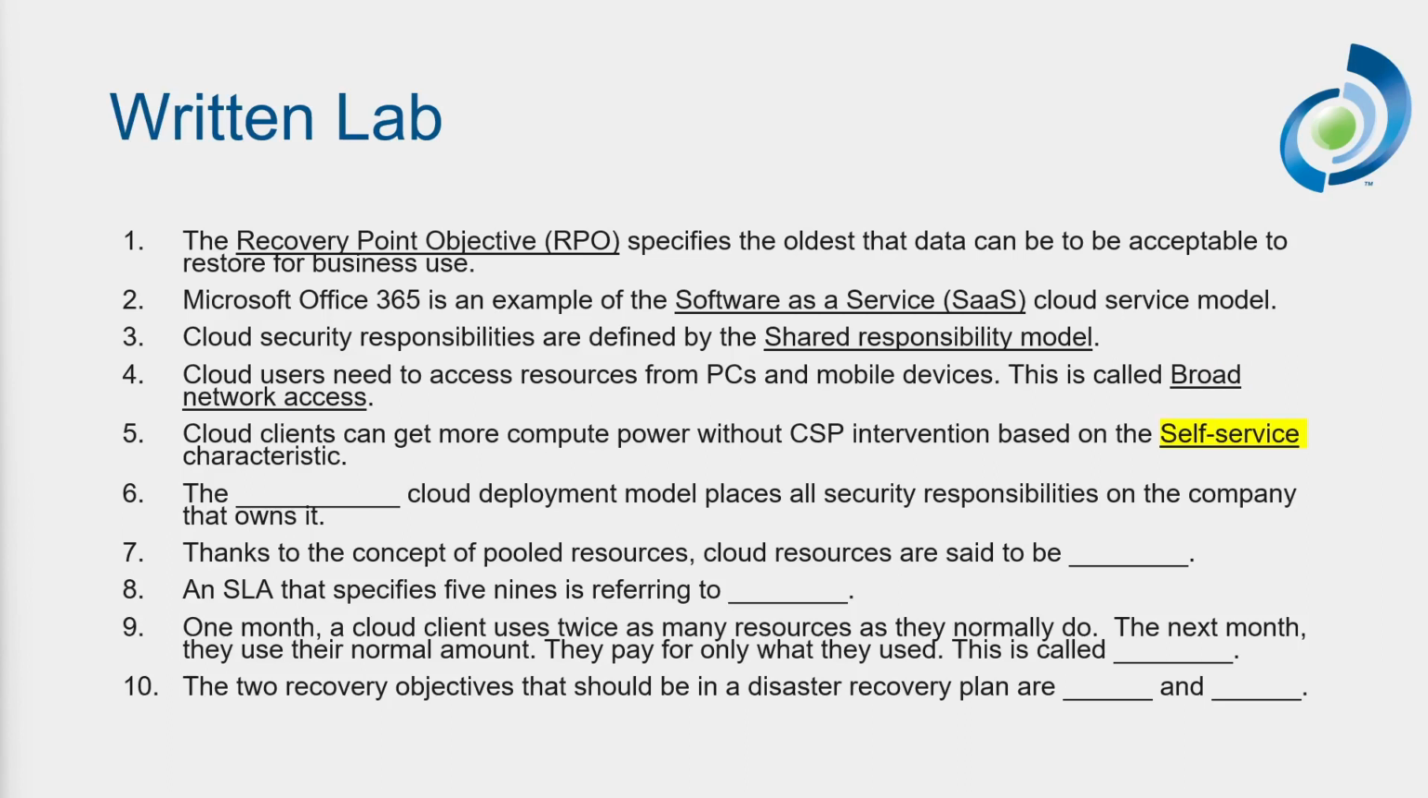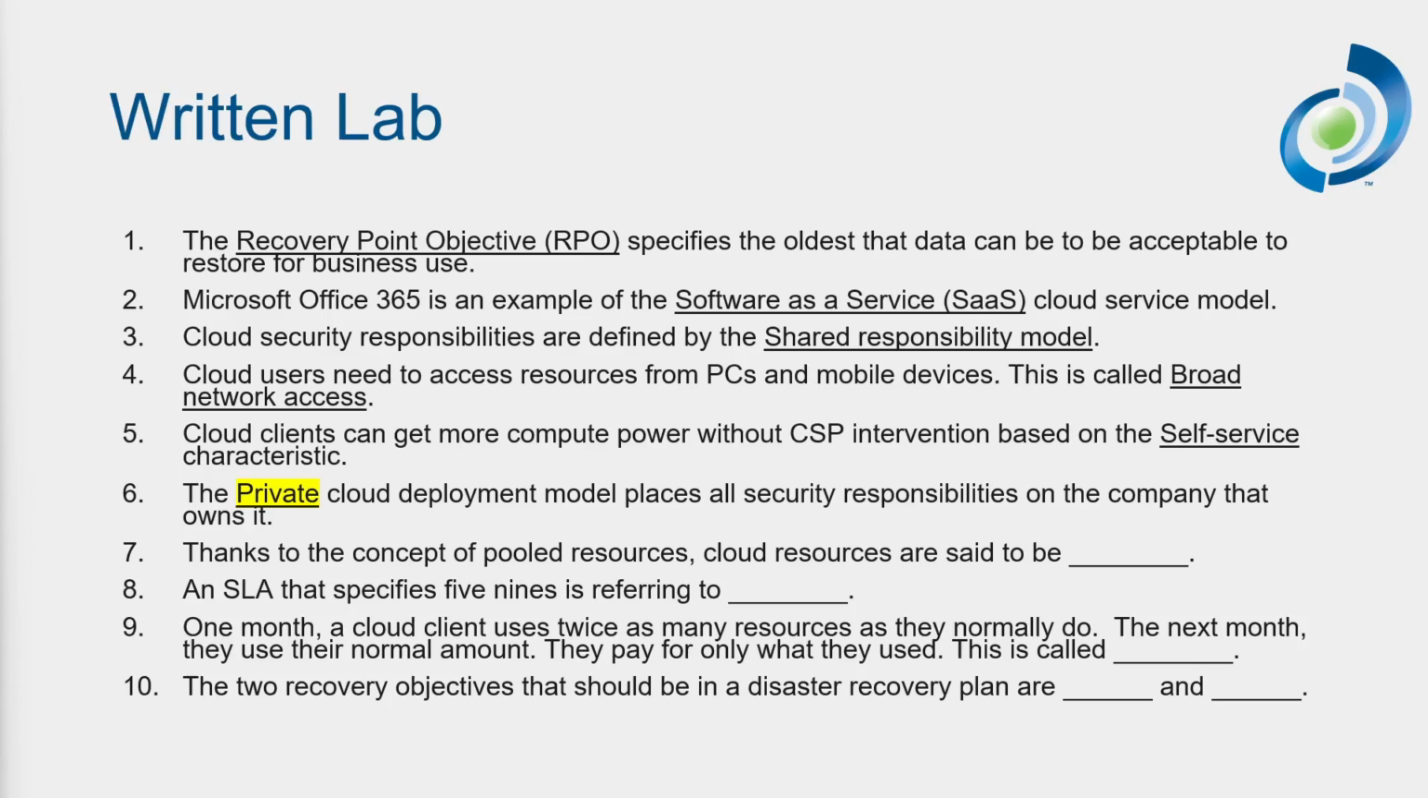Number six, the blank cloud deployment model places all security responsibilities on the company that owns it. This is the private cloud. So remember, private means you own everything. It's in your data center. There may be cloud components, but you're not going to the big guys to buy them. They're the ones that you've split up. You have your own hypervisor. You're running everything inside your own data center.